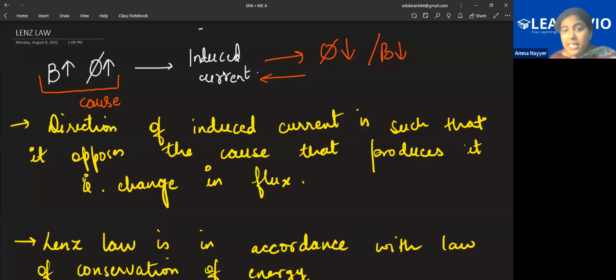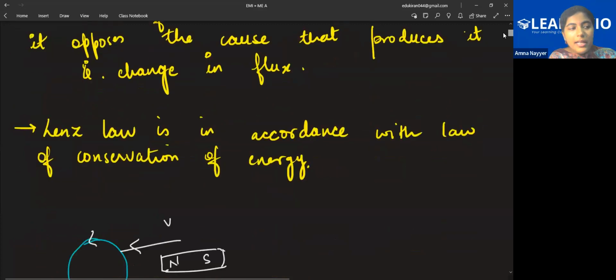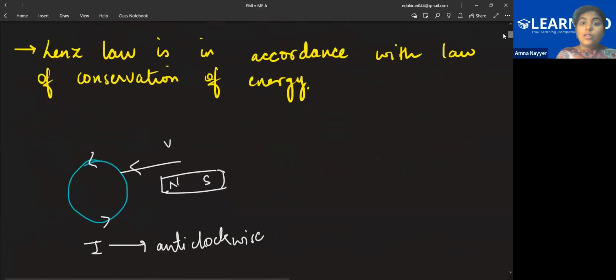Just the opposite, you can reverse it. If this is decreasing, induced current will be produced, and the flux will be increased by the induced current. Induced current will in any case try to oppose whatever is producing it, and that is what is meant by Lenz's law. So what is Lenz's law? The direction of induced current is such that it opposes the cause that produces it, that is the change in flux. So Lenz's law is in accordance with conservation of energy. This comes a lot. Lenz's law is in conservation of energy.